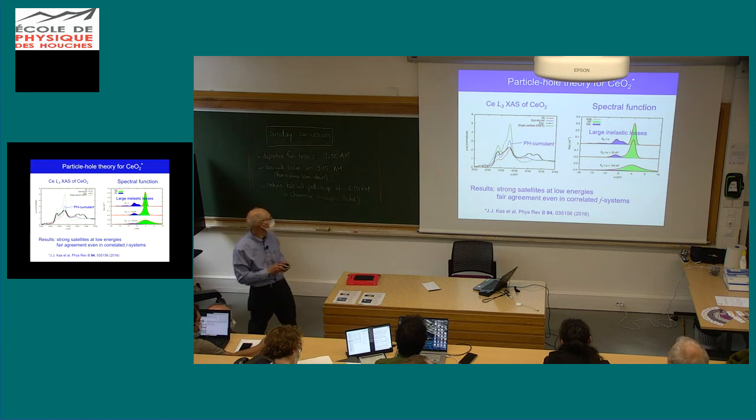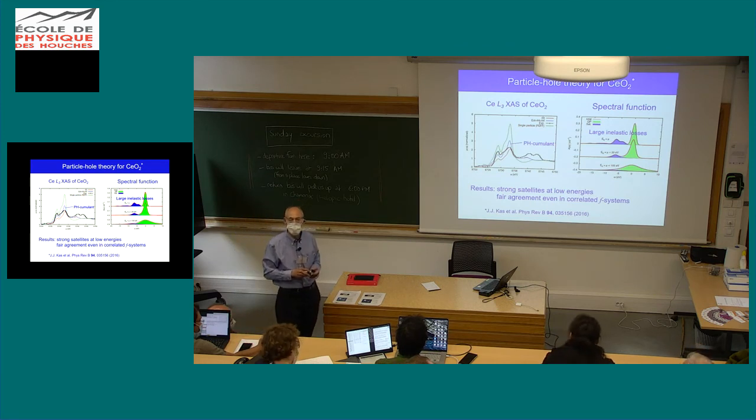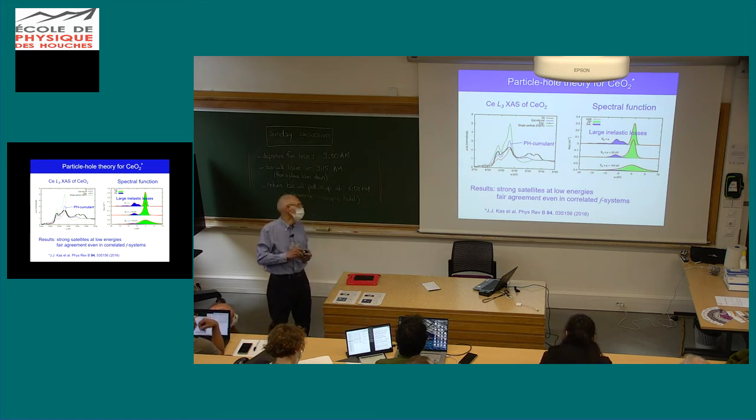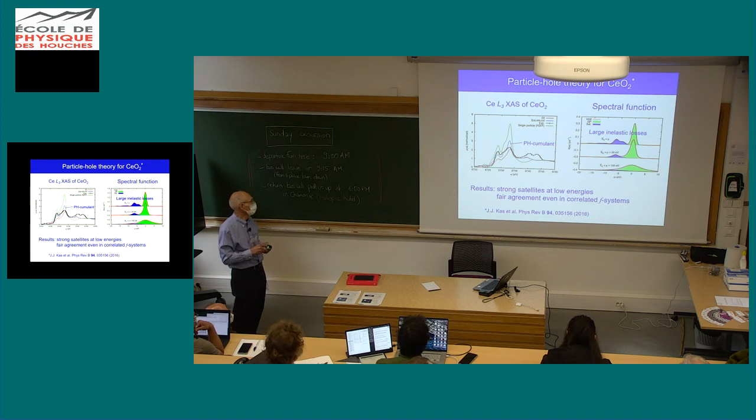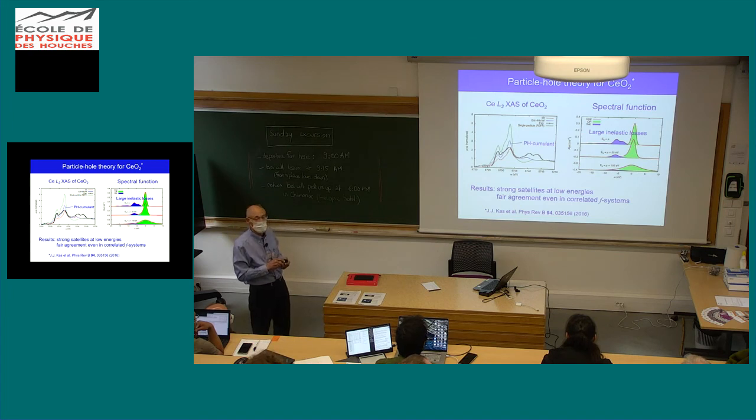So the result is that you have very strong satellites at low energies, and this cumulant Green's function approach seems to improve it, even in fairly correlated systems. So it's really remarkable, this cumulant. It's like getting a vertex into the formalism.